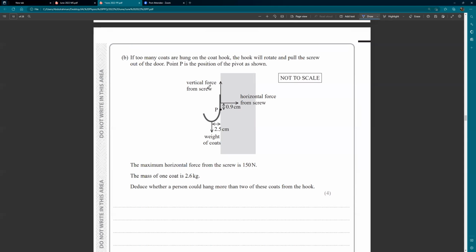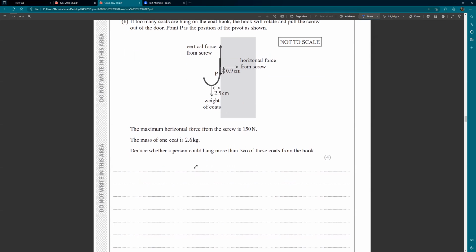It says if too many coats are hung on the coat hook, the hook will rotate and pull the screw out of the door. Point P is the position of the pivot as shown. The maximum horizontal force from the screw is 150 newtons. The mass of one coat is 2.6 kilograms. Deduce whether a person could hang more than 2 of these coats from the hook. We're looking at this. They're giving you forces and perpendicular distances, so you know that moments are involved. To deduce whether he could hang 2 or more coats, you need to know what the maximum anti-clockwise moment is that I'm able to provide before it exceeds the clockwise moment due to this force.